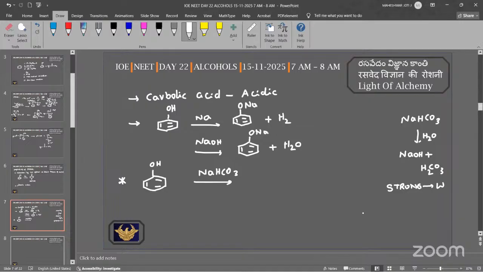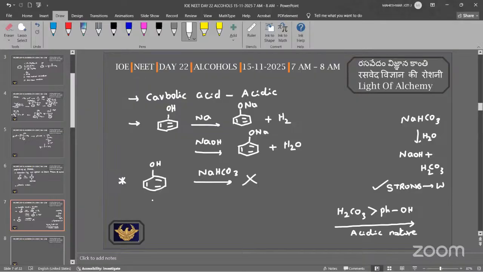But here H2CO3 is more acidic than phenol. H2CO3 is a stronger acid than phenol. So in the products, a strong acid is forming, and in the reactants there is a weak acid. Weak to strong is not possible. Strong to weak is possible. So this reaction is not possible. Clear?